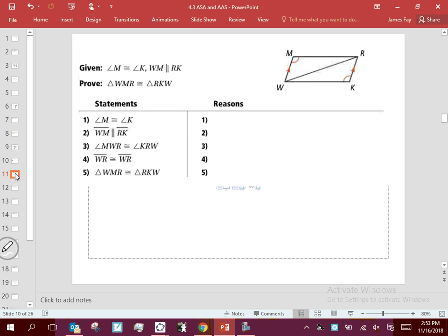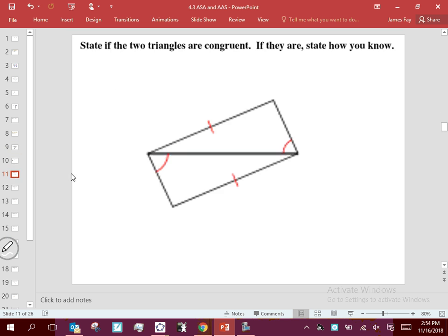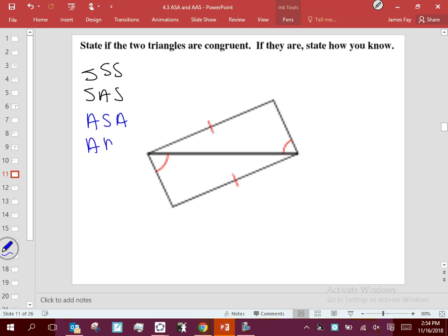So let's do a couple of questions here. These questions are going to be kind of like what the worksheet was. I want to talk about whether these things are congruent or whether I don't have enough information. So our tools right now are side-side-side and side-angle-side. We've been doing those, right? But now we add to it angle-side-angle and angle-angle-side. So now, are these two congruent?